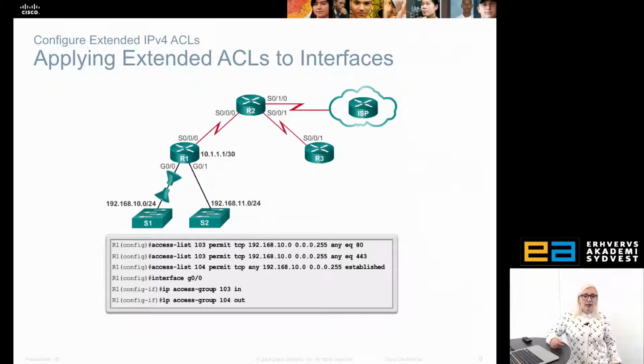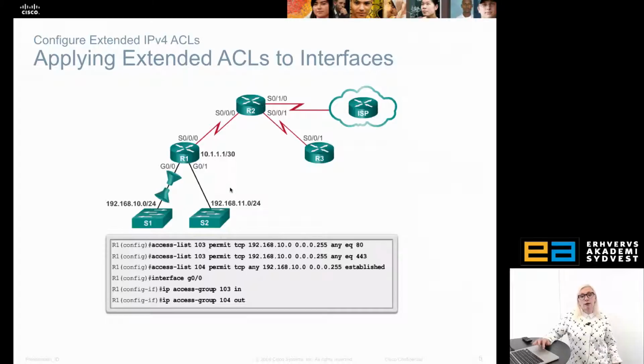Here, for instance, access list 103 permit TCP from 192.168.10.0 to any address equal 80. So we will permit here all HTTP traffic from this network to whatever we want to send it to. And then also you want to permit equal 443, which is HTTPS. And then whatever else we want to do, we also would permit it if it's established.